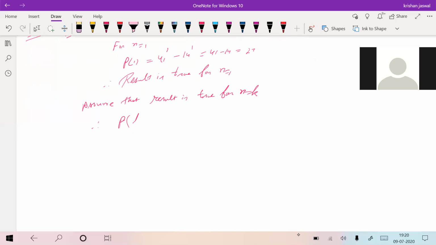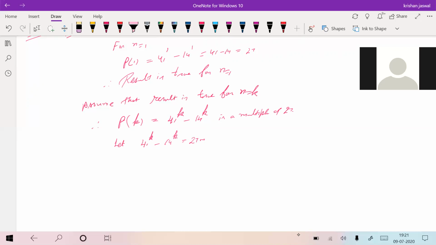Pk is equal to 41 power k minus 14 power k, which is a multiple of 27. If we solve the right hand side, then there will be some answer. 41 power k minus 14 power k is equal to 27m.